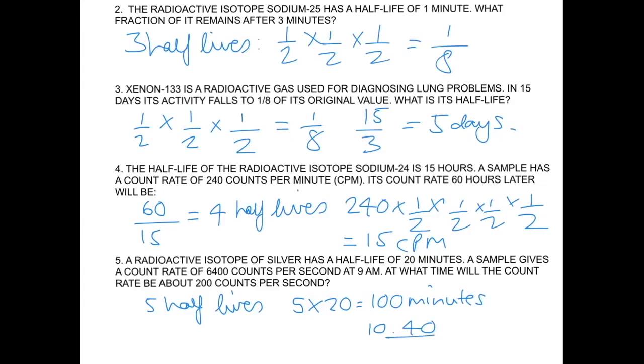Like I said, just use trial and error to work out how many half-lives have occurred. Practice doing as many questions of these as possible in order to get good at answering the different types of question.